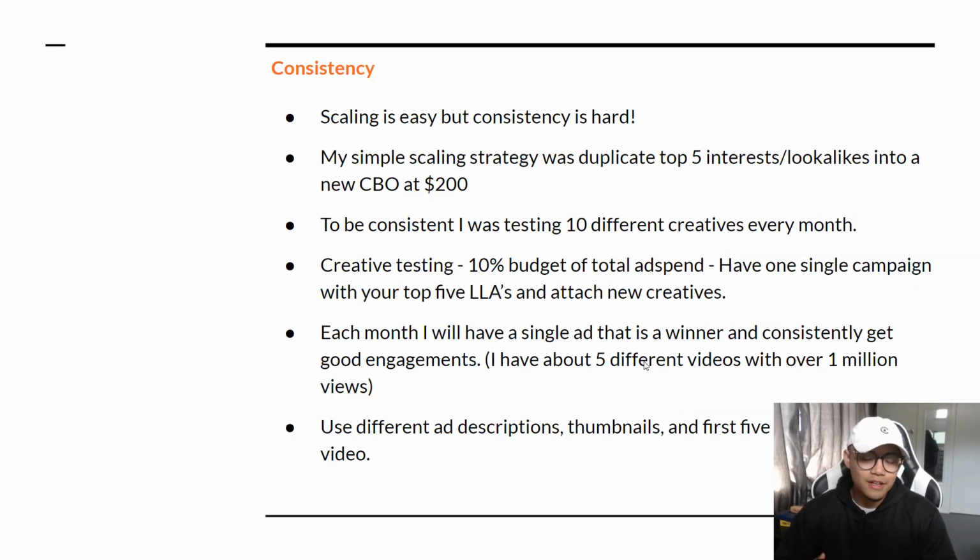Now let me tell you guys some truth. Scaling is probably the easiest part of Facebook ads, but consistency is very, very hard. You have to make sure that you are still profitable when you are scaling. My simple scaling strategy was to duplicate top 5 interests and lookalikes into a new CBO at $200. To be consistent, I was testing 10 different creatives every month.